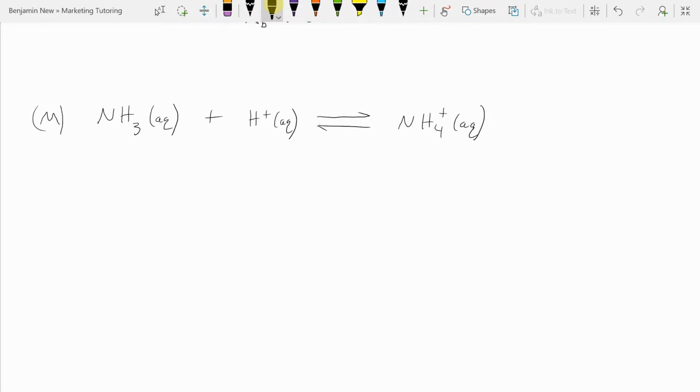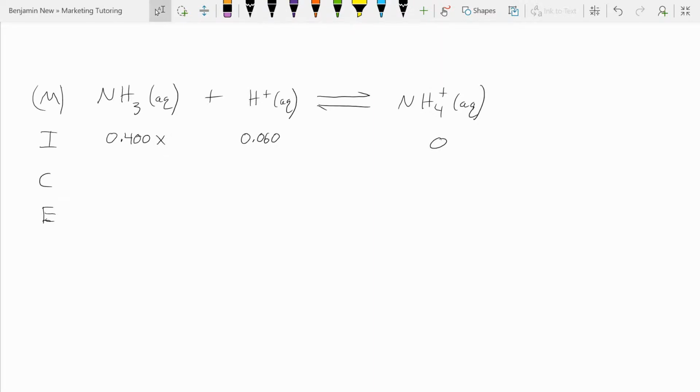Now, initially, change equilibrium. Initially, the amount of ammonia that we have is 0.400 x, and the amount of H plus that we have initially is 0.060 molar, and we don't have any of this to begin with. So we're not allowing that to equilibrate up to this point, since we're just titrating this.